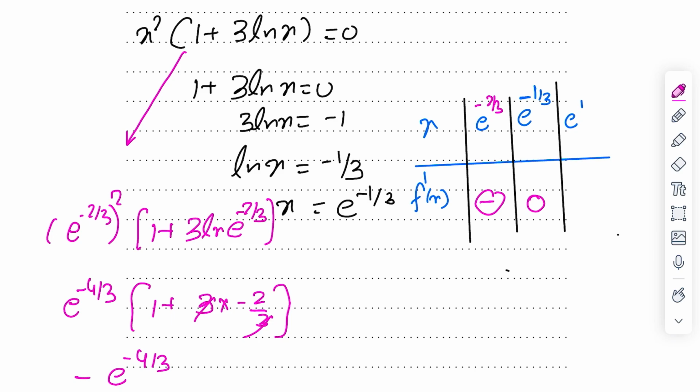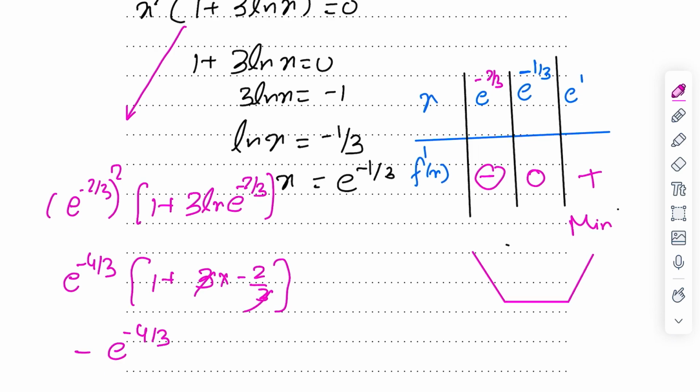Or at e to the power minus 1 upon 3, it is 0, and at e to the power 1, it is positive. So it is negative, 0, and positive. So this is going to be having a minimum value. So therefore it is a minimum.